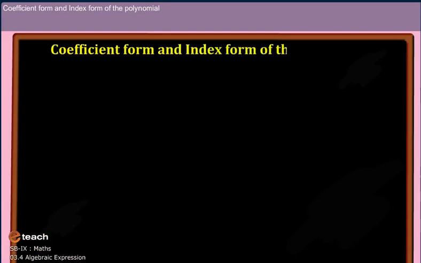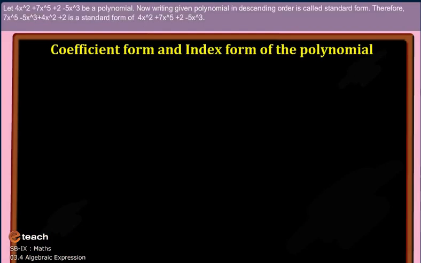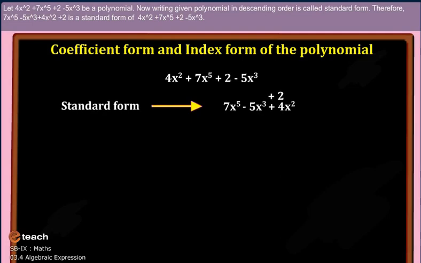Coefficient form and index form of polynomial. Let 4x square plus 7x raised to power 5 plus 2 minus 5x cube be a polynomial. Now writing given polynomial in descending order is called standard form. Therefore, 7x raised to power 5 minus 5x cube plus 4x square plus 2 is a standard form of 4x square plus 7x raised to power 5 plus 2 minus 5x cube.